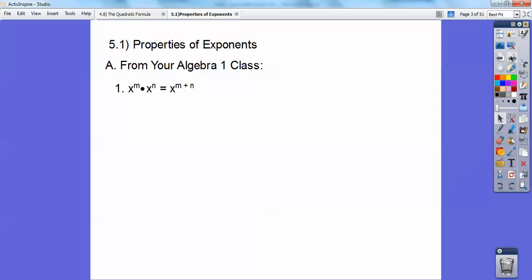From your Algebra 1 class, remember this: x to the m times x to the n, you add those exponents. Powers raised to powers, you multiply them. So x to the m to the n is, I multiply those exponents. You remember that from Algebra 1.